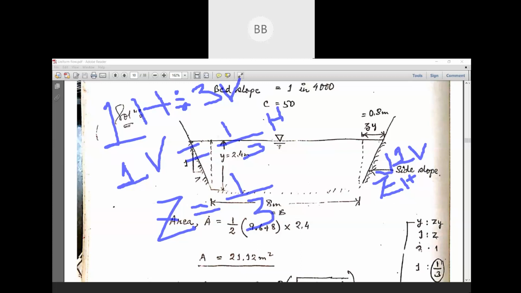So to find this, we need z multiplied by y. So z is 1 by 3. The y value is already given, that is 2.4. So 2.4 divided by 3, you will get 0.8. So this portion from here to here is nothing but 0.8 meter.